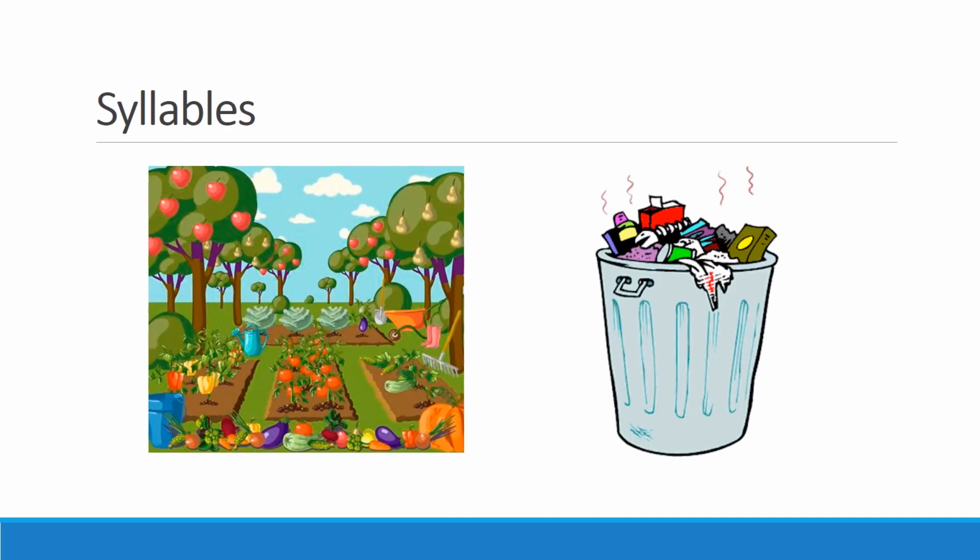A more complex activity would be for students to identify syllables that are the same. Which part of the word is the same? Garden, garbage. Students should identify that gar is the same in both words.